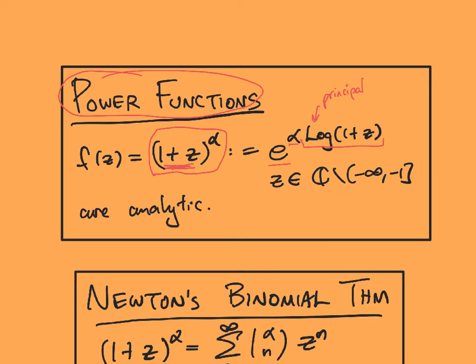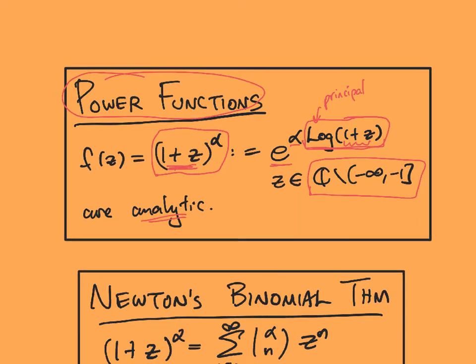And so therefore, I need 1 plus z to not be on the negative real line. So that leaves me with this domain. And we've already proven that the branches of log are analytic, so they're holomorphic. So e to them is just a composition of holomorphic functions. So holomorphic is the same as analytic. So these have to be analytic.